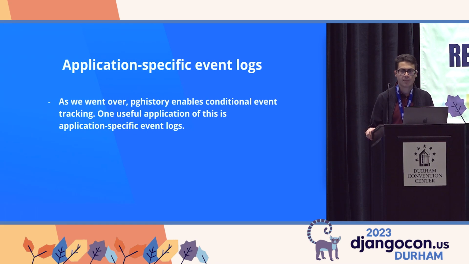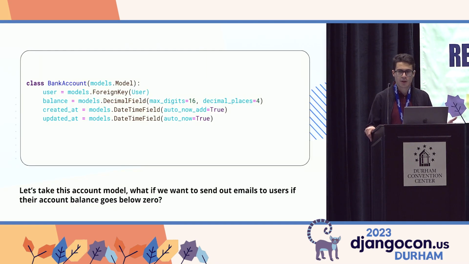And the last thing I'm going to go over here is application-specific event logs, going into some of that custom history tracking that Wes mentioned and some useful applications of this. An example I'm going to give here is, say we have a bank account model that has a balance. What if we want to send out an email to users if their bank account balance goes below 0, right? Something that a lot of banks are going to want to do.